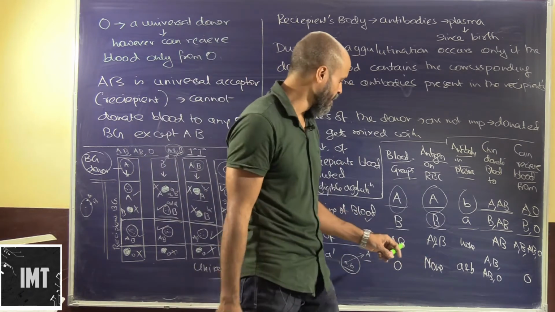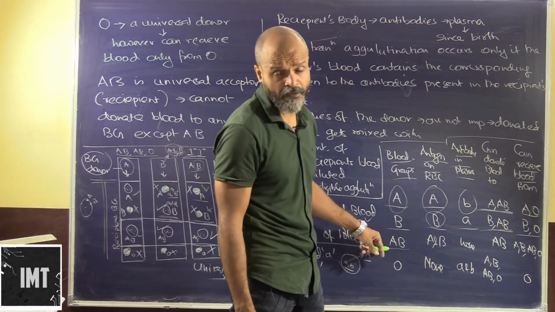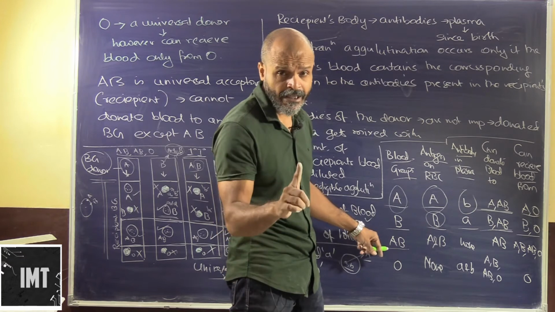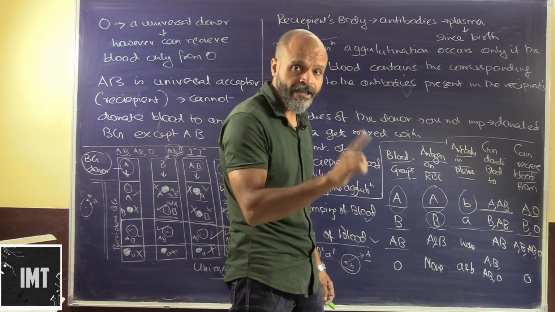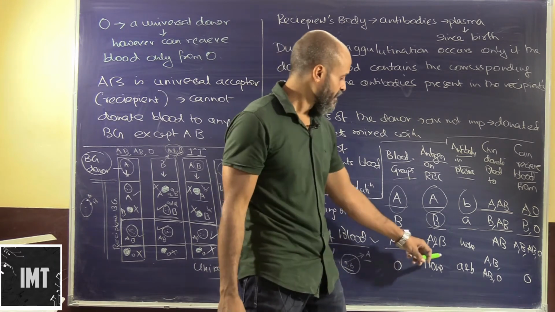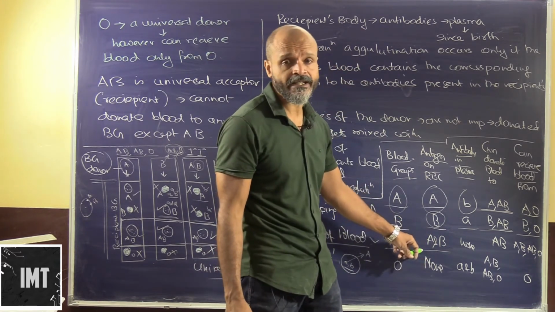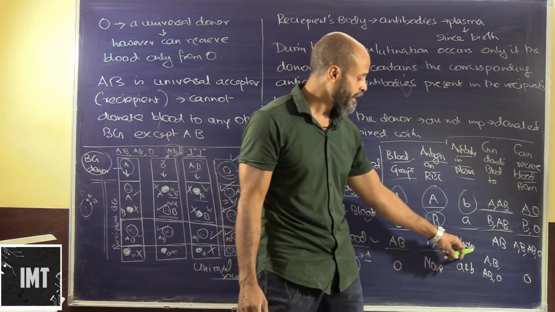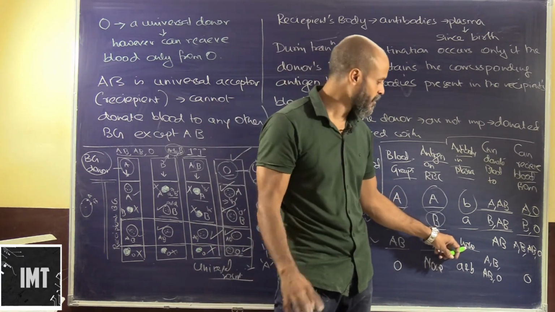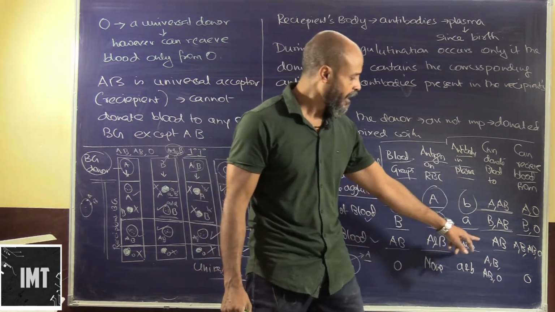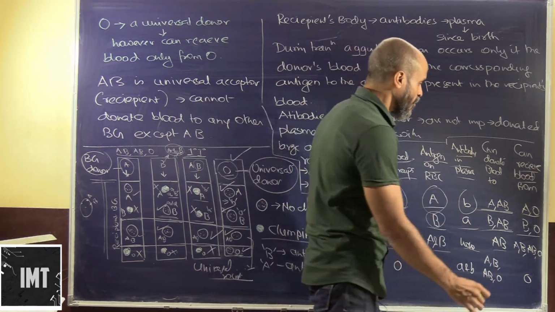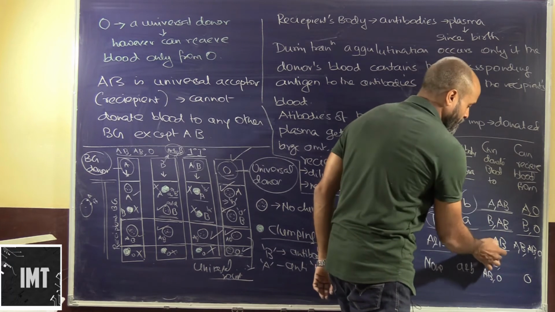O is a universal donor. A person having blood group AB cannot at all receive blood from a person having A or B. Both antigens A and B are produced, and they do not have any antibodies. That's one good factor because of which they can donate blood to AB blood group.